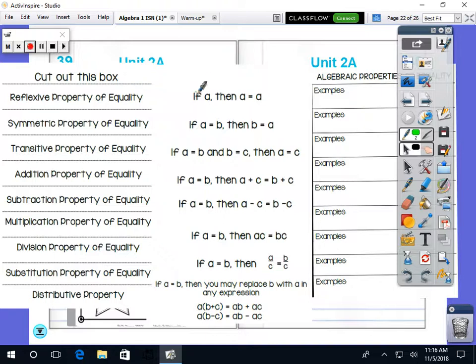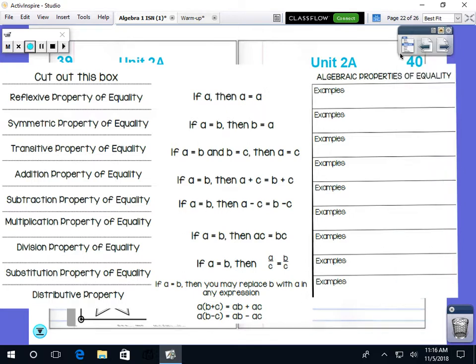And that property says if A, then A equals A. Now, the easiest way that I can help you remember this property is reflexive is kind of like the word reflection. And what is a reflection? Right, the same thing. Like when you look in the mirror, you see a reflection, right? And isn't it the same thing? Okay, it's a reflection. Well, look over here. A equals A. We have the equal sign, but don't you see the exact same thing on both sides? So it's like a reflection.